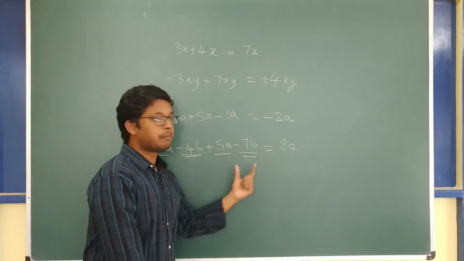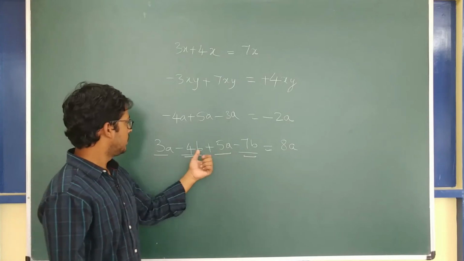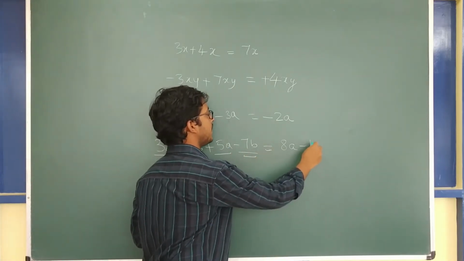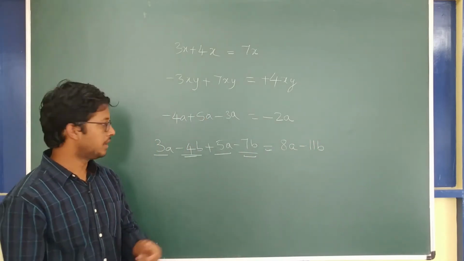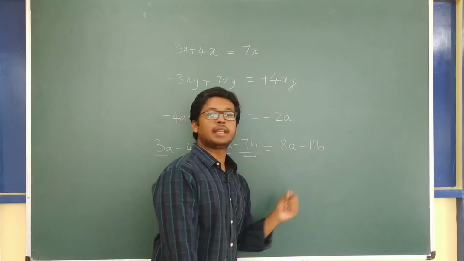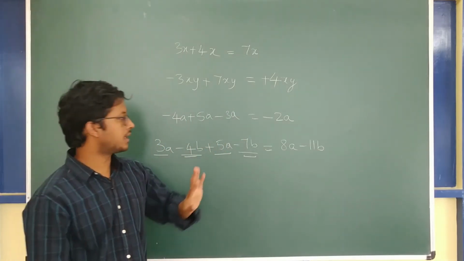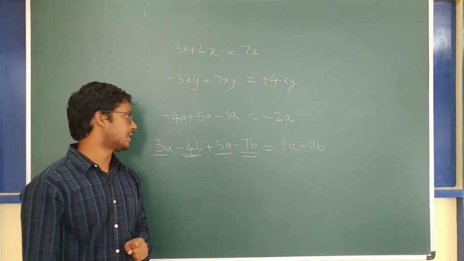Minus 4b minus 7b. Same signs, so you add them. 7 plus 4 is 11 and the sign is minus, so it will become minus 11b. So it is 8a minus 11b. Now if you see 8a and 11b, they are unlike terms. If they are unlike terms, you cannot add or subtract. So the final answer will be this much itself. 8a minus 11b is the answer.